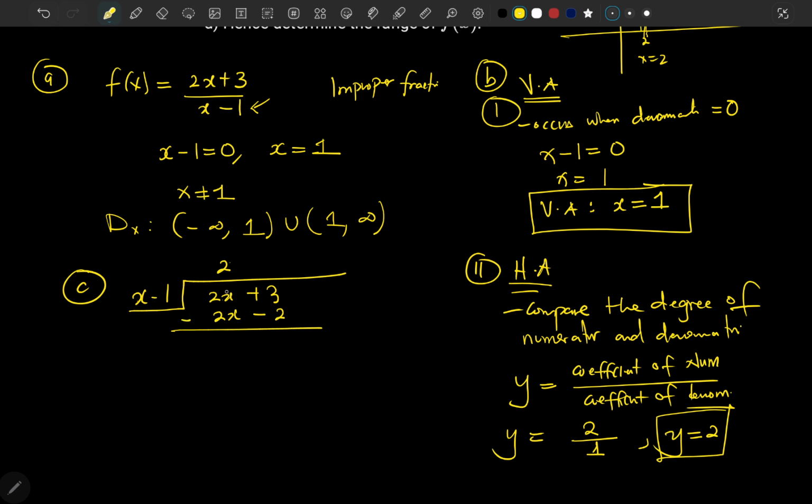Subtract. Here you get 0. 3 minus negative 2, you get 5. Right? This is your remainder. And you're done, because x can't go into 5. Meaning, (2x plus 3) over (x minus 1) is the same thing as 2 plus remainder 5 over x minus 1. You've done it.